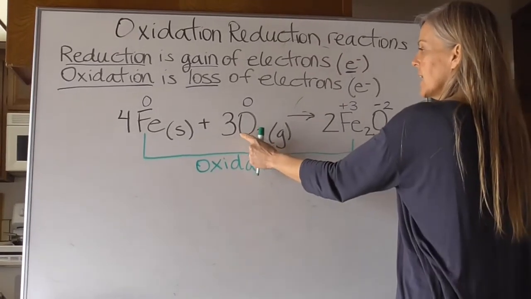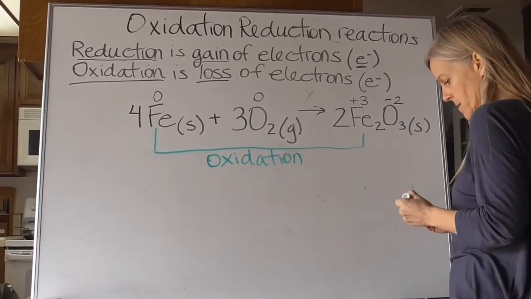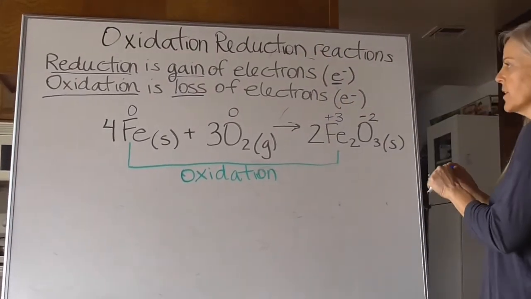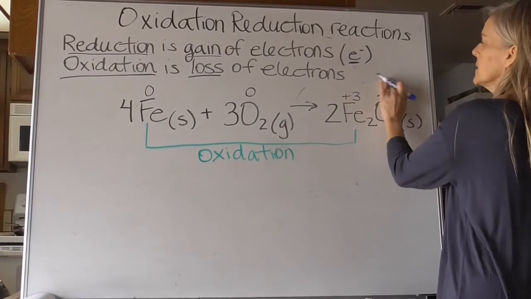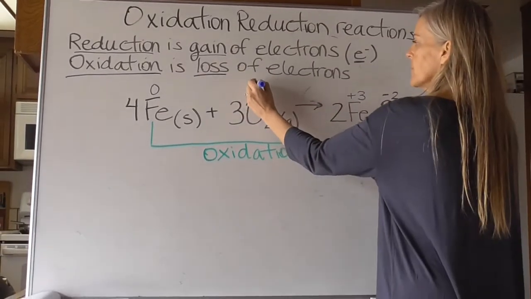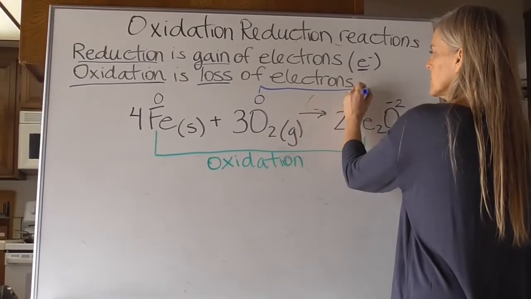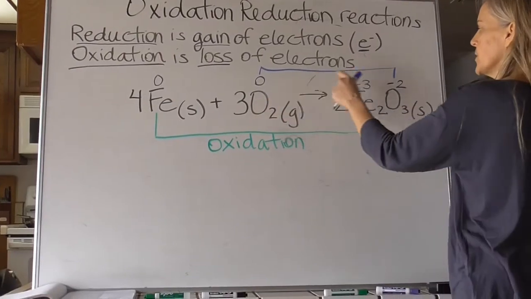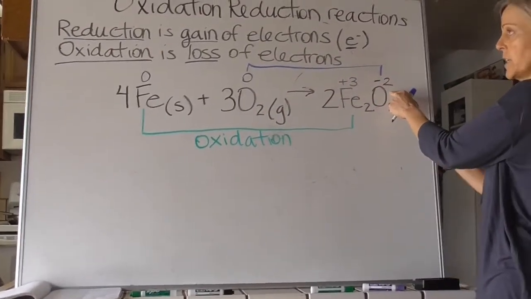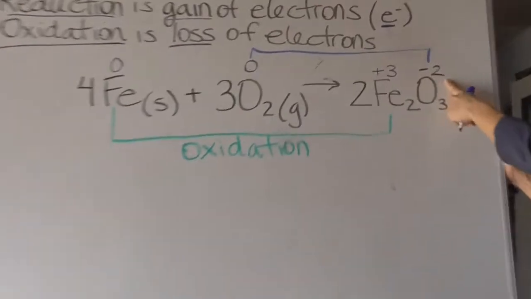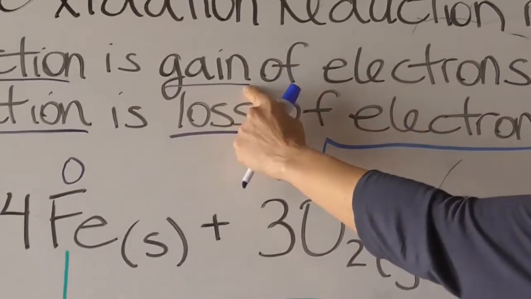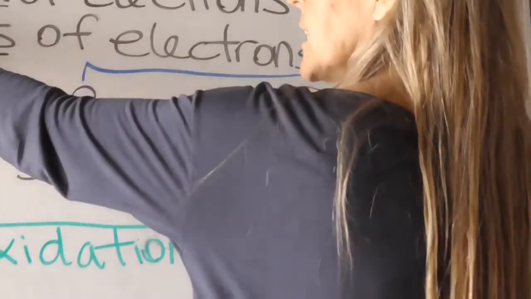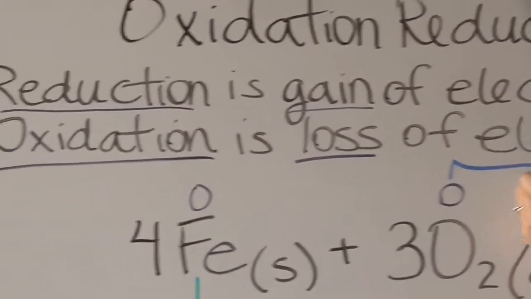Then if you look at the oxygen, it's going from 0, let me kind of erase this one. The oxygen's going from 0 to -2. In order for that oxygen atom to go down in oxidation number, it had to gain something negative. If an atom gains a negative electron, that process is reduction.